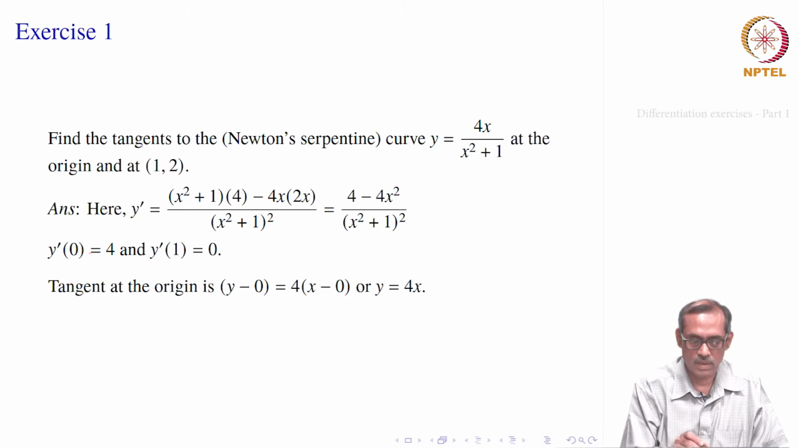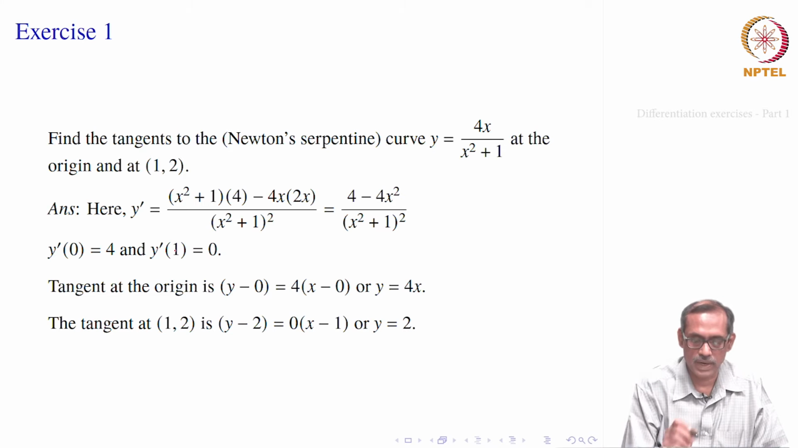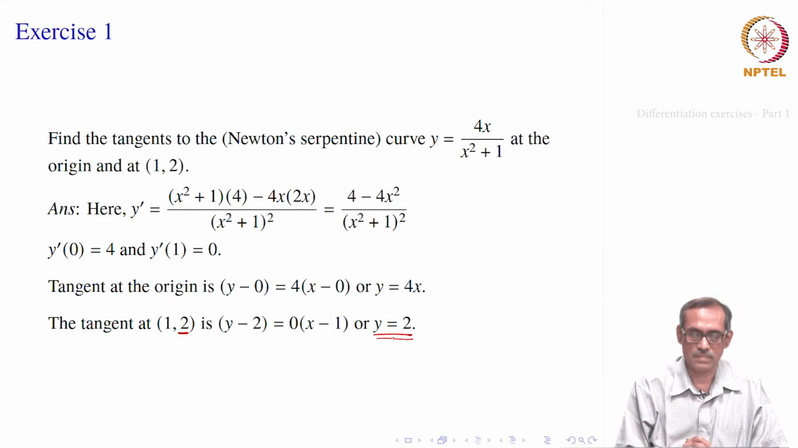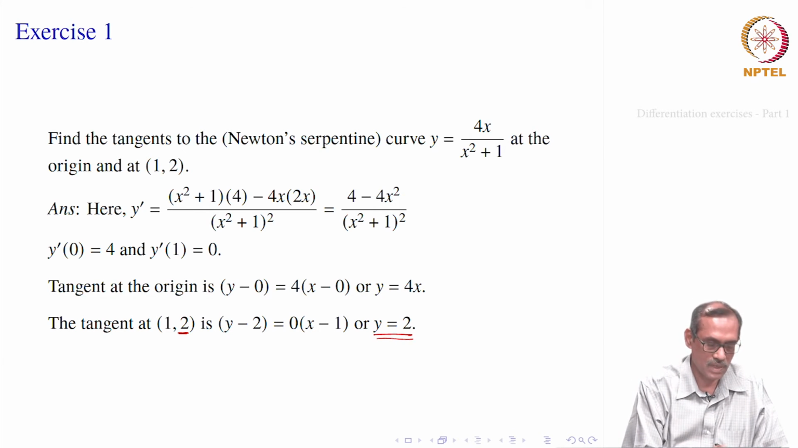So, the equation of the tangent at the origin will be y equal to 4 times x, that is it, and the tangent at the point (1, 2) is y minus y 1, which is 2, equal to slope 0 times x minus x 1, which is 1. So, you simplify, that gives y equal to 2. It should be parallel to the x axis. So, that is how we will be proceeding. This is an easier one where differentiation is easy. We will take the next problem.